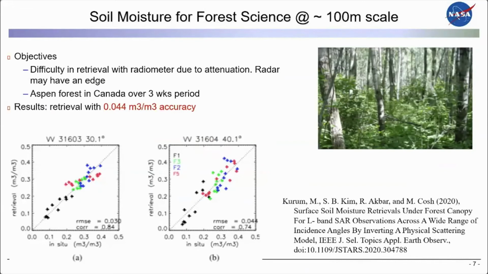So we chose the aspen forest in Canada over 3 weeks period, and the forest looks pretty thick. The retrievals are shown by the scatter diagrams in the below. X is in situ, Y is retrieval. The RMSE is 0.03, 0.04, correlation is high. So this result suggests that even in forest, radar has some skill to tell us the soil moisture information correctly.